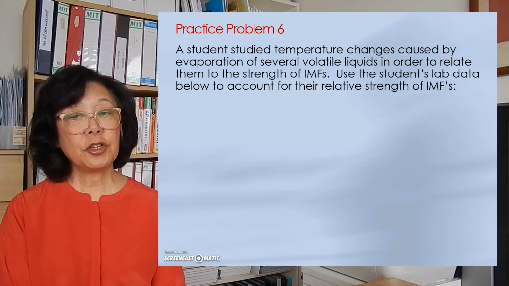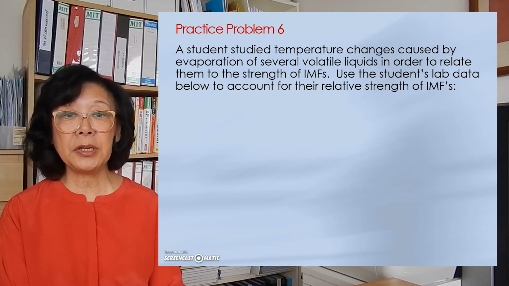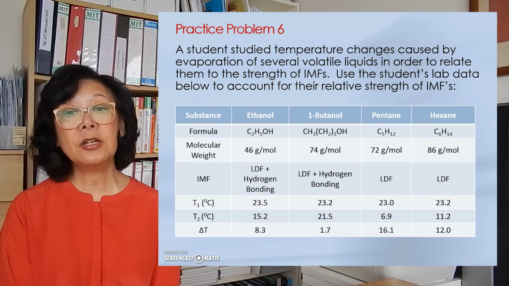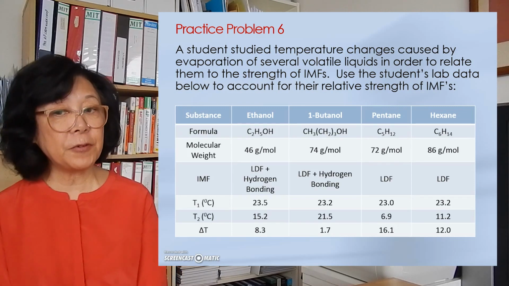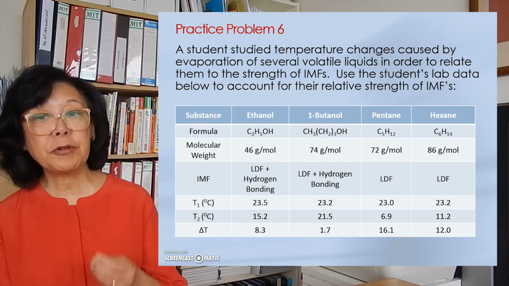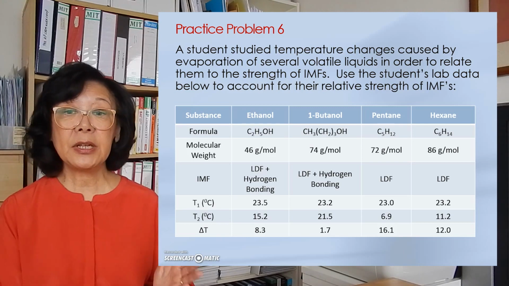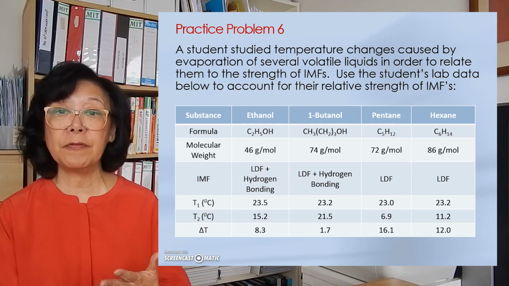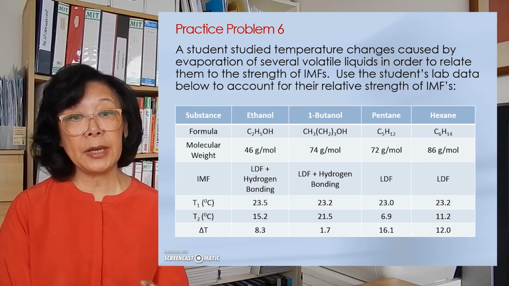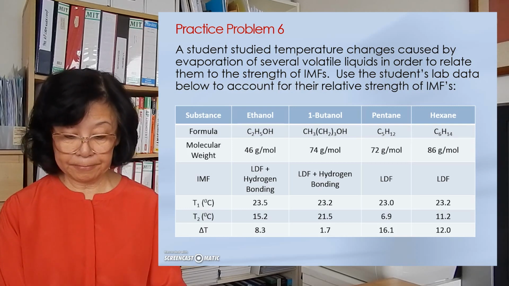Here's another question. A student studied the temperature changes caused by evaporation of several volatile liquids in order to relate them to the strength of intermolecular force. Now use the students' lab data to account for the relative strength of intermolecular forces. I believe that you might have done that in your lab, where you would dip a piece of filter paper into the volatile liquid, then tie it to a temperature probe and leave it at the end of the table, then observe the change in the temperature as the liquid evaporates. So here's a table documenting the formula, the molar mass, the intermolecular force, and the change in temperature.